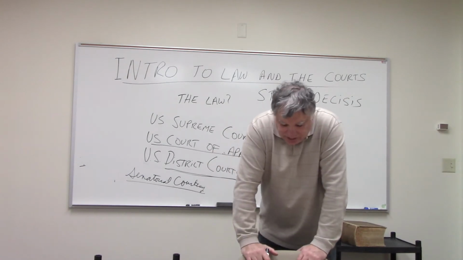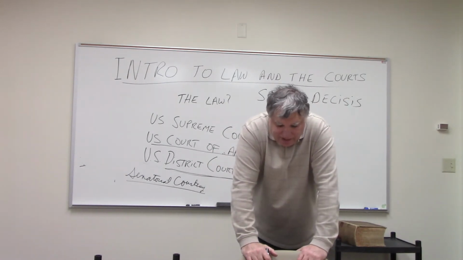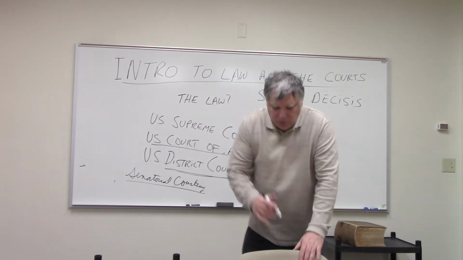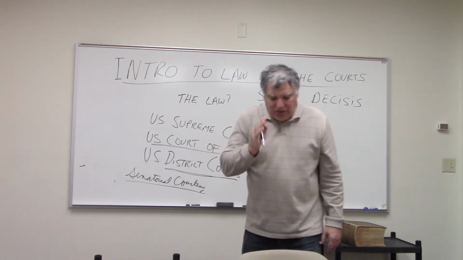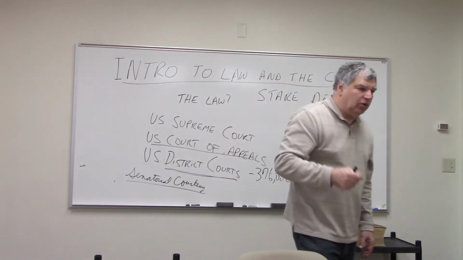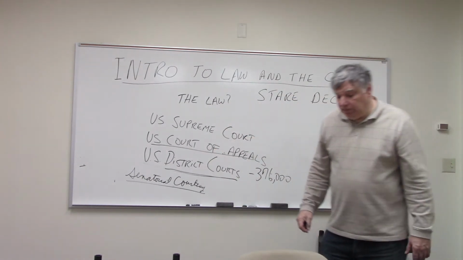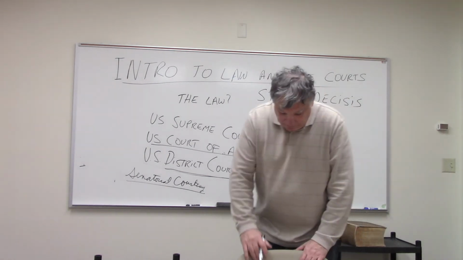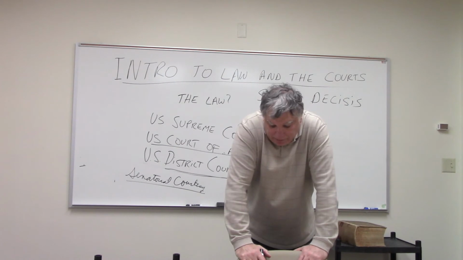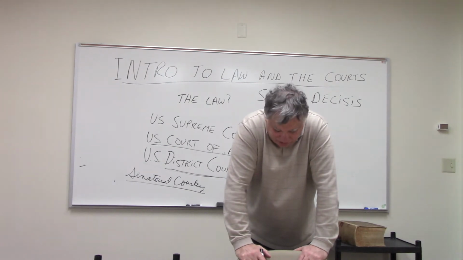Now, the United States is divided into 12 appellate circuits, with each consisting of between 3 and 15 permanent judges, plus there's a circuit for the District of Columbia. So they have, again, 3 to 15, depending upon the amount of cases that are in those different areas.